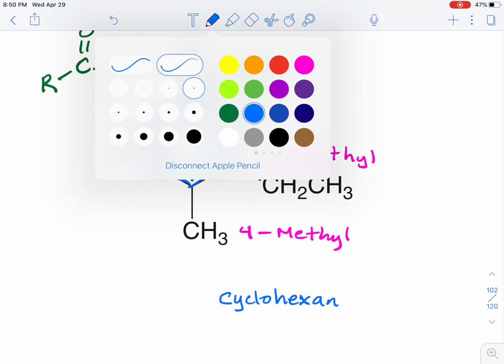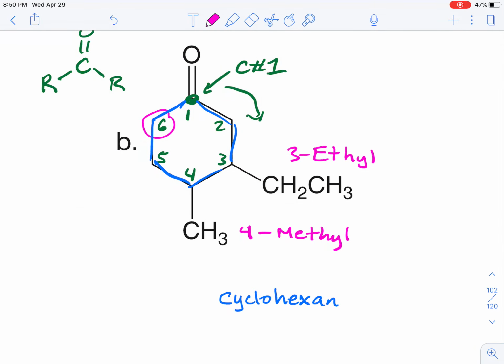Let me do that in a different color. So here is my ketone. And so I'm going to say cyclohexanone. And in this case, I'm going to omit using that 1 simply because this is a cyclic ring. Wherever that carbonyl carbon is on a cyclic compound, it's automatically assigned as carbon number 1.